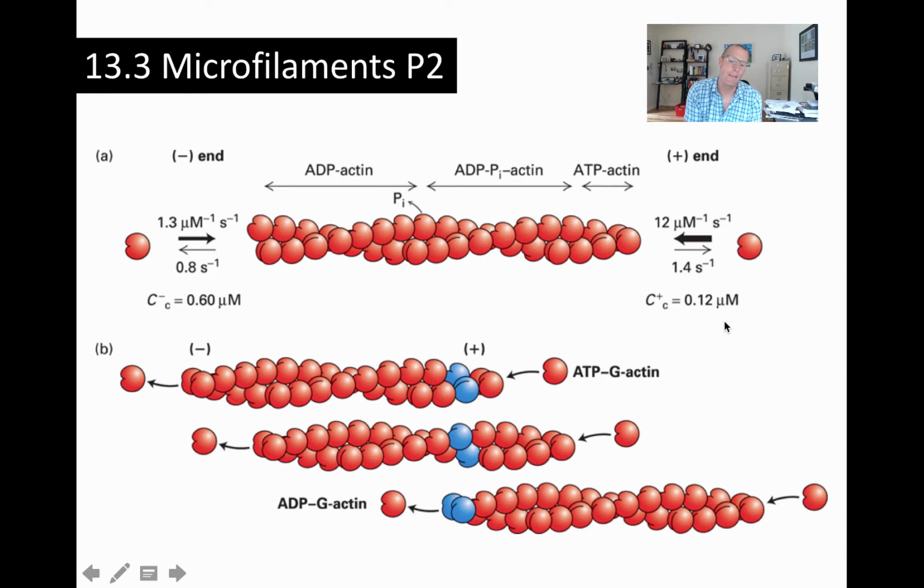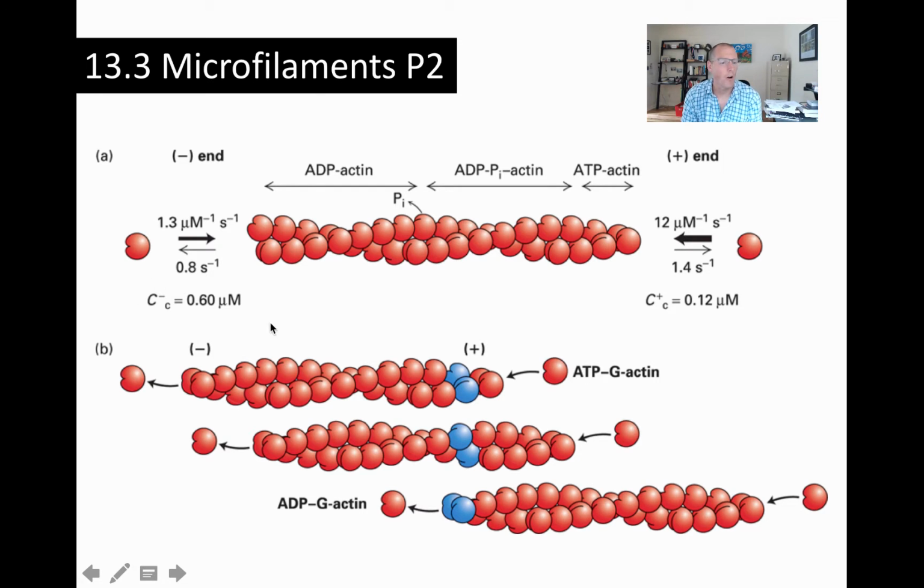Don't forget what that means. So what that means is if the concentration of free ATP-bound G-actin is above 0.12 micromolar, we are going to get polymerization of the plus end. And if it's below that, then we're going to get depolymerization. So there is our critical concentration at the plus end.